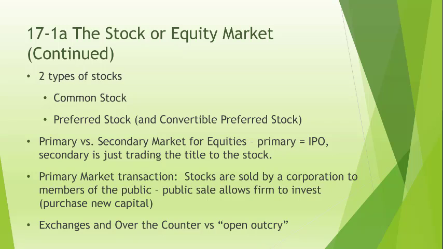There are two types of stocks. There's a common stock, that's the regular stock that's issued by corporations, and then there's what's known as a preferred stock, and there's a variant on that called the convertible preferred stock. Okay, what's the difference, you might ask? With the preferred stocks, they often pay a dividend, whereas often the common stock does not.